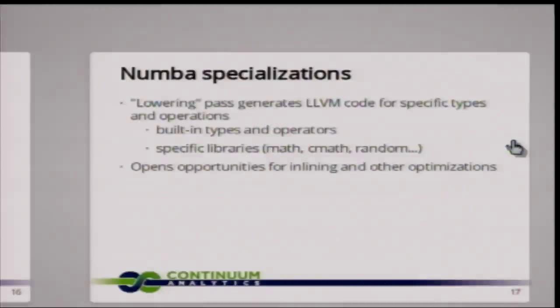So the lowering pass is what really takes the type-inferred Numba IR, and it transforms it into LLVM IR. This is a very straightforward and not very exciting part, but it has a lot of code because we implement a lot of functions. We implement all the operators, we implement math functions, and so on. And if we are careful enough with what we generate, we can allow LLVM to inline and do other optimizations here.